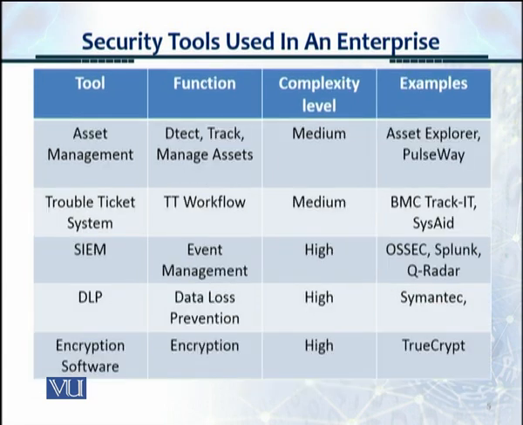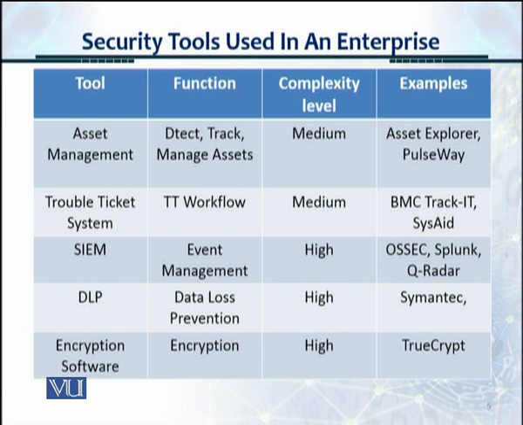And then we have asset management. There are different functions which are performed here. You can detect, track, and manage assets. And this is a medium complexity. We have examples like AssetExplorer and Pulseway. Now, in asset management, we are really tracking the assets. And when an organization has thousands of assets, it becomes very difficult to track the security status. So these asset management tools help us to consolidate the security status of all the tools and report them so that we know what's going on in the organization.